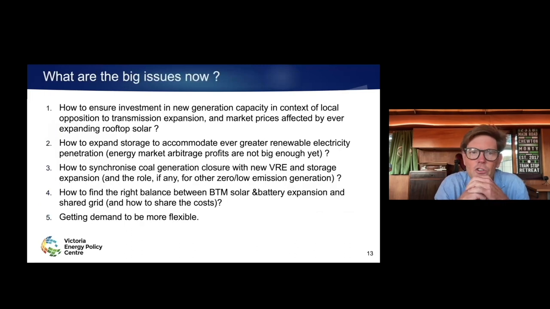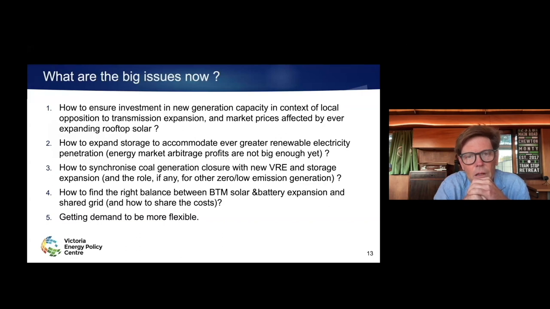So what are the big issues now? I think, firstly, how to ensure investment of new generation capacity in the context of local opposition to transmission expansion and market prices affected by ever-expanding rooftop solar. Rooftop solar in particular has driven prices down in the middle of the day. In some states, South Australia, the typical price, the median price, is zero or close to zero or less than zero from 10 a.m. until about 3 p.m. every day. How do you incentivize investment in that context?